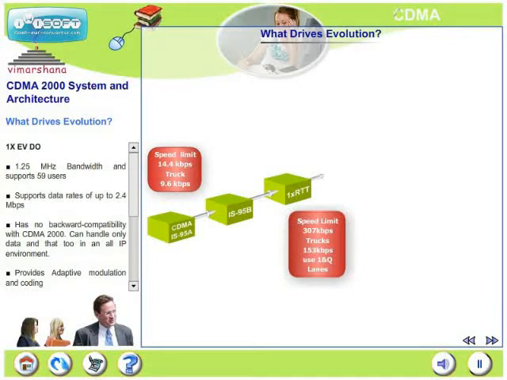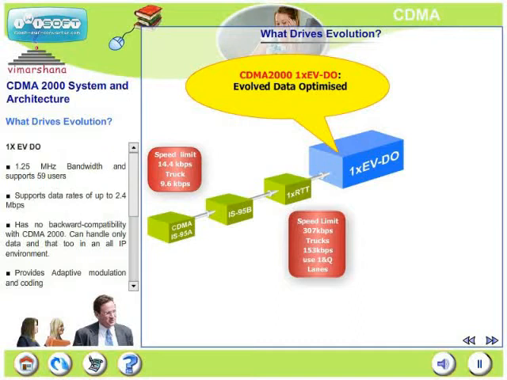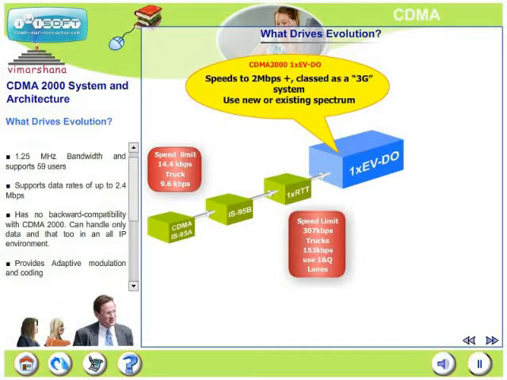In the 3G space, the next evolution was 1X EVDO, evolution data optimized. Some people call it data only, but I think data optimized is a much more accurate description of the system. Supports 1.25 MHz bandwidth, supports 59 users. Data rate can go up to 2.4 Mbps.